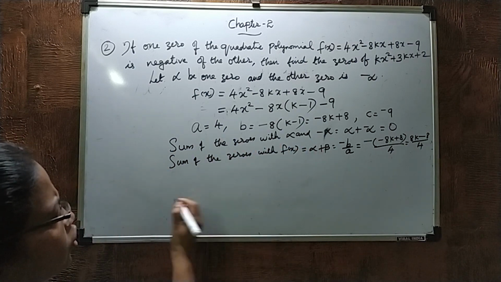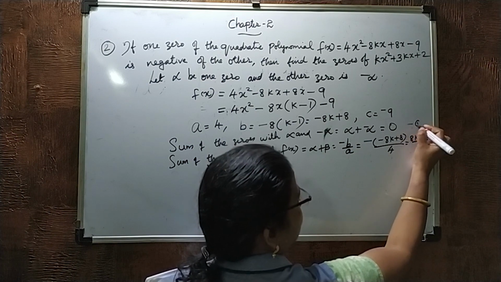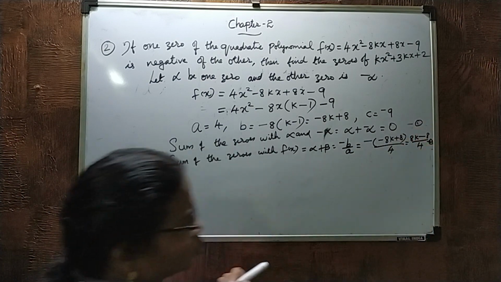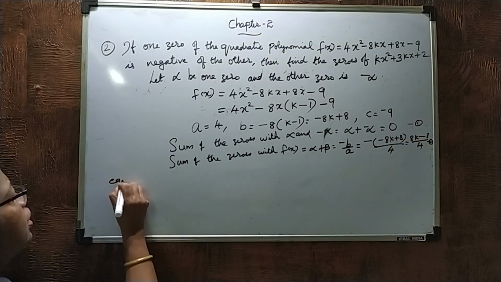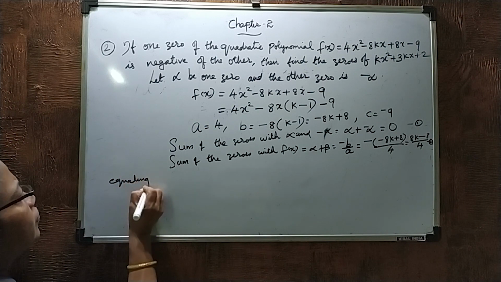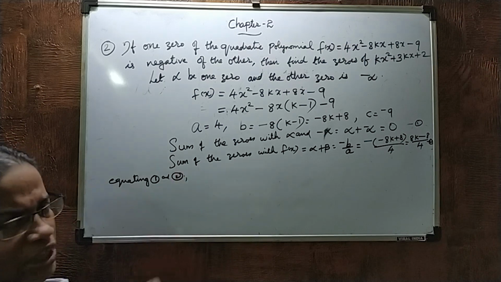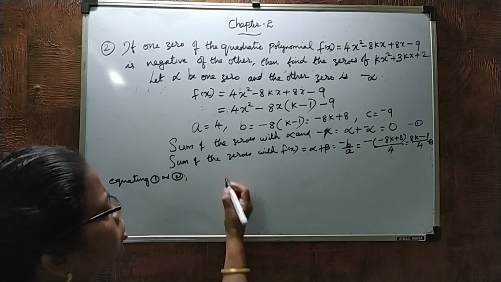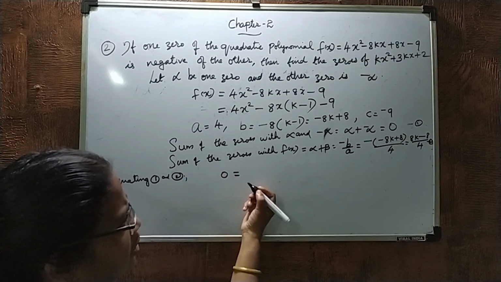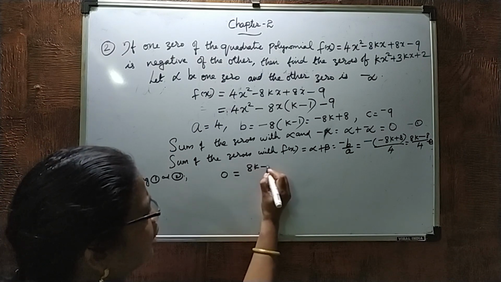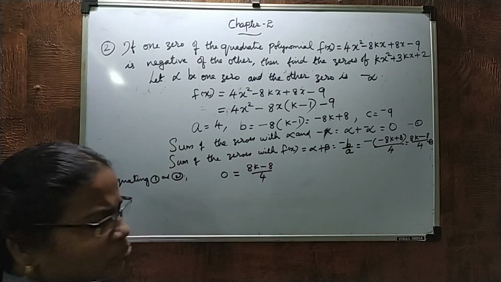Okay now, what you are going to do: take this as equation number 1 and this as equation number 2. So, equating equation 1 and 2, because both are the sum of the zeros, 0 equals 8k minus 8 divided by 4. What is the next step?